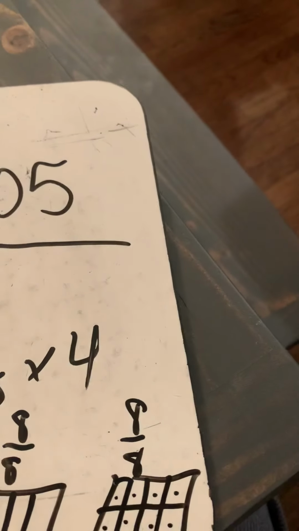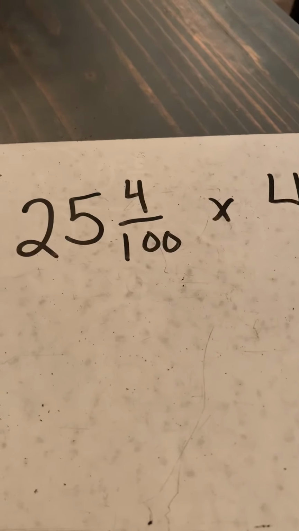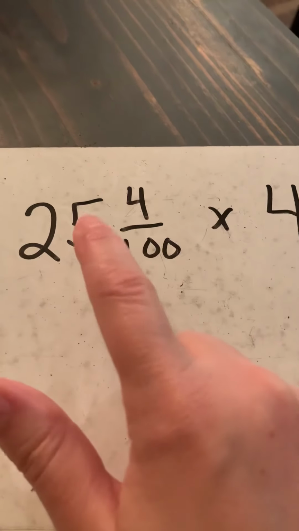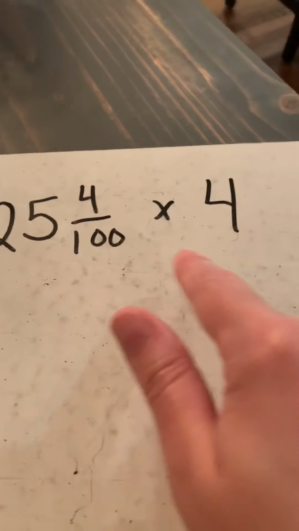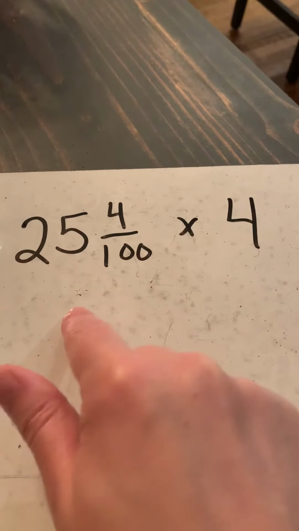Okay, now let's look at the other example that I had. It was 25 and 4/100ths times 4. Now, this example is a little bit different, I notice, because I see that the mixed number is first. It doesn't matter. Remember, because of the commutative property of multiplication, right?